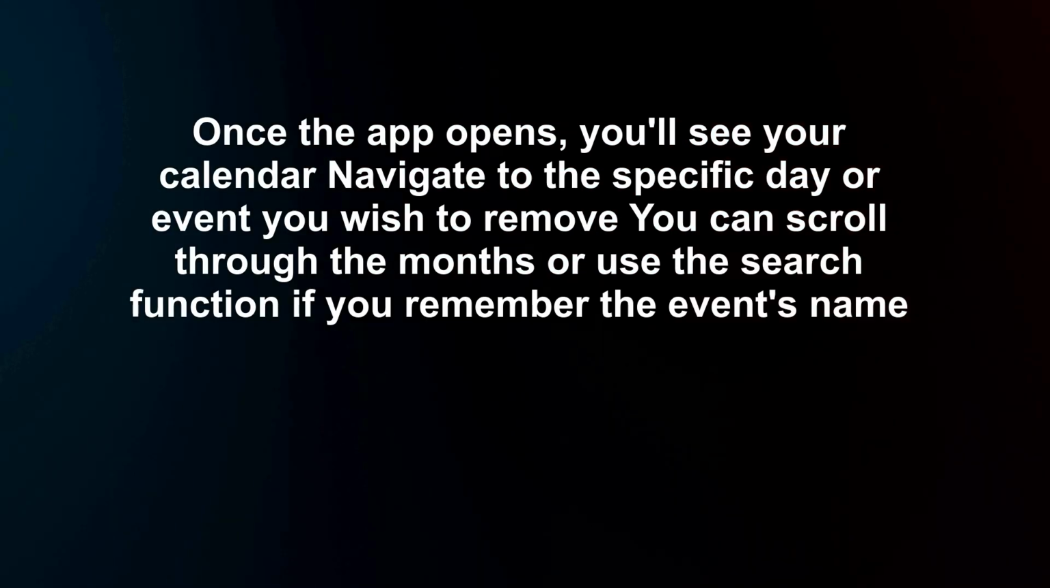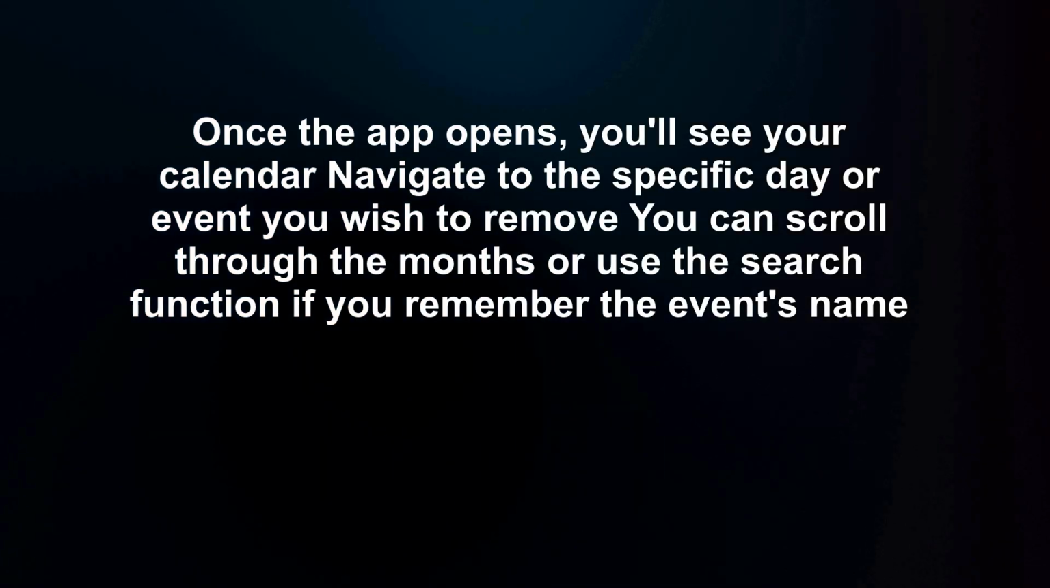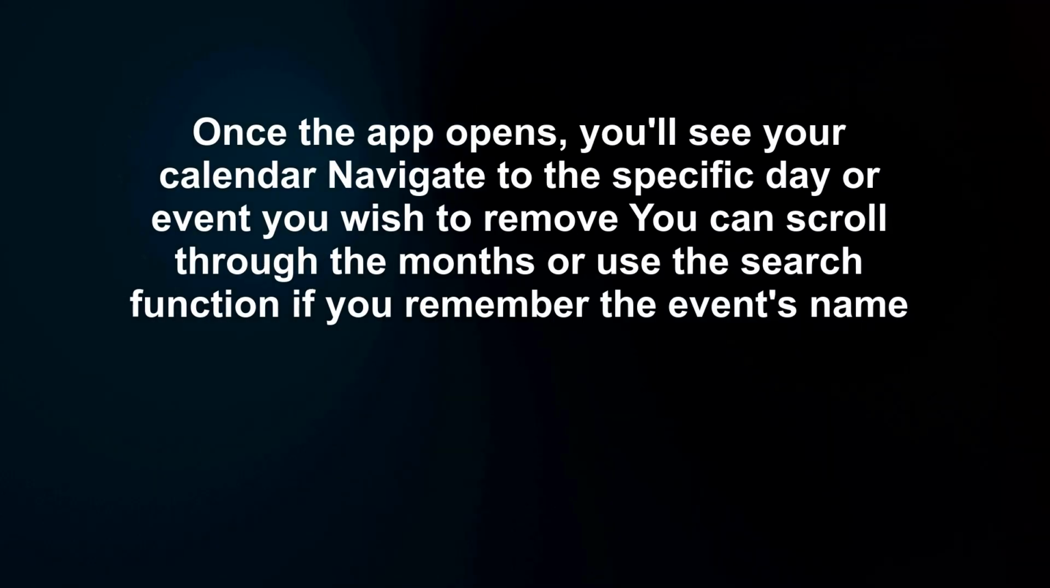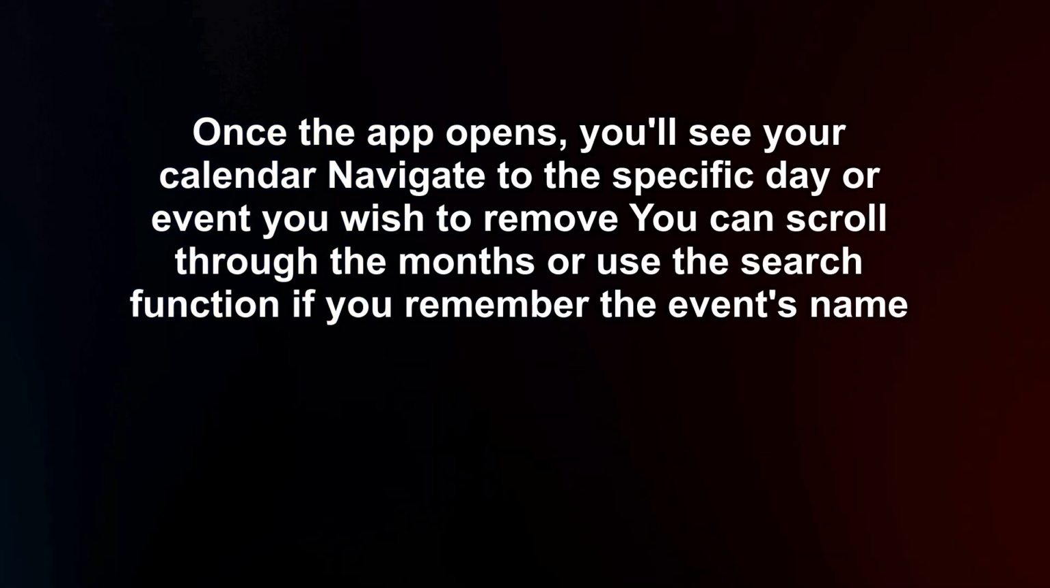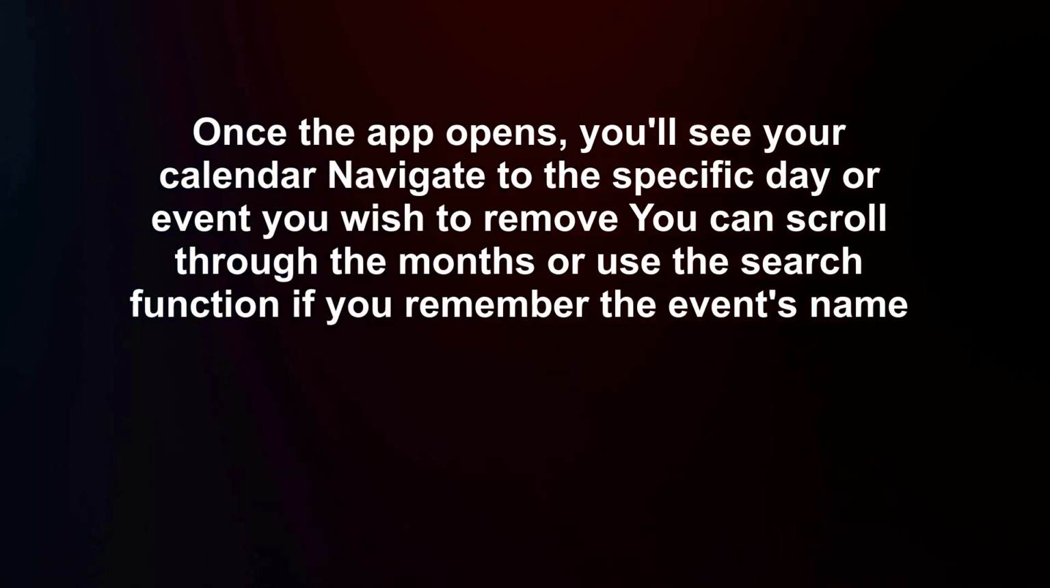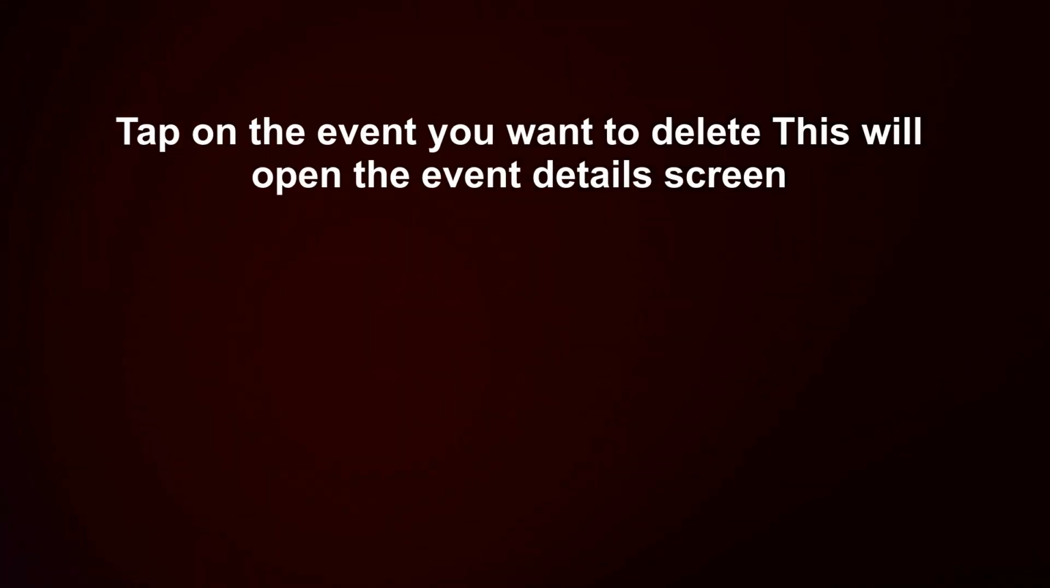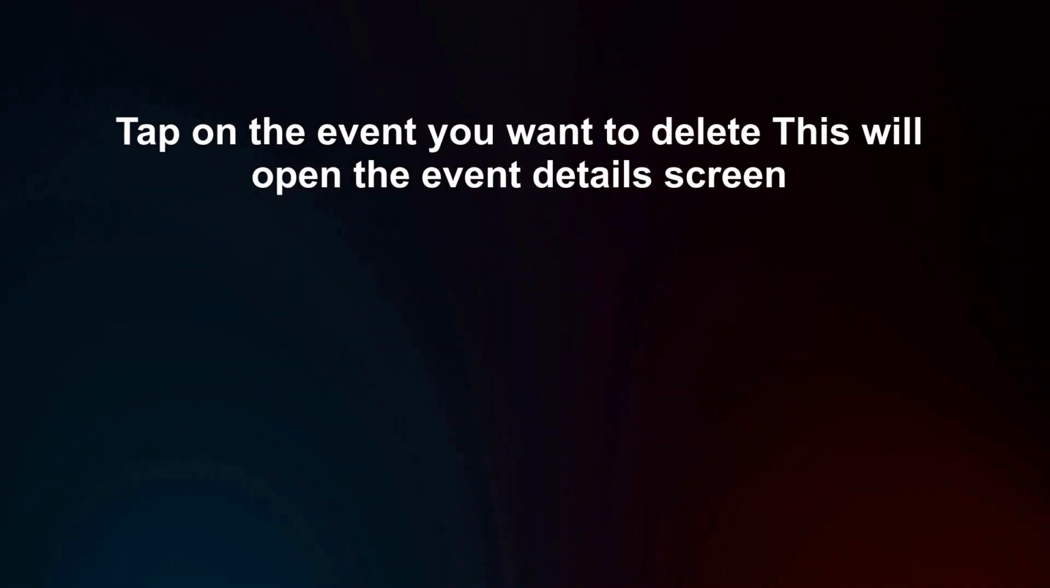Once the app opens, you'll see your calendar. Navigate to the specific day or event you wish to remove. You can scroll through the months or use the search function if you remember the event's name. Tap on the event you want to delete. This will open the event details screen.